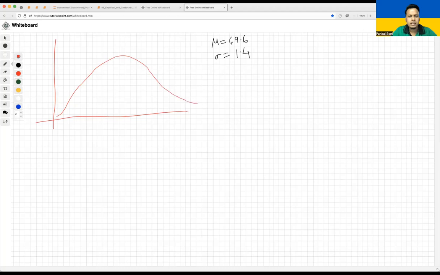Since they are already telling us it follows the bell curve, I'm just going to draw a bell curve. And mu, they are already telling us, is 69.6. So let's go ahead and draw. Sigma is 1.4. That is your 1 sigma, this is 2 sigma, and this is 3 sigma. Similarly, on the other side we will draw -1, -2, and -3 sigma. Let's quickly calculate the values.